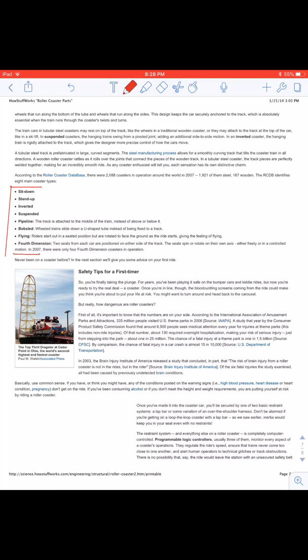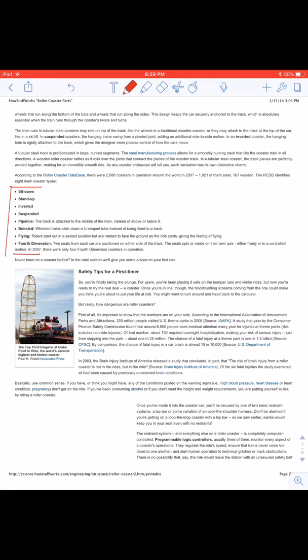Once you're in line, though, the blood-curdling screams coming from the ride could make you think you're about to put your life at risk. You might want to turn around and head back to the carousel. But really, how dangerous are roller coasters? First of all, it's important to know that the numbers are on your side.